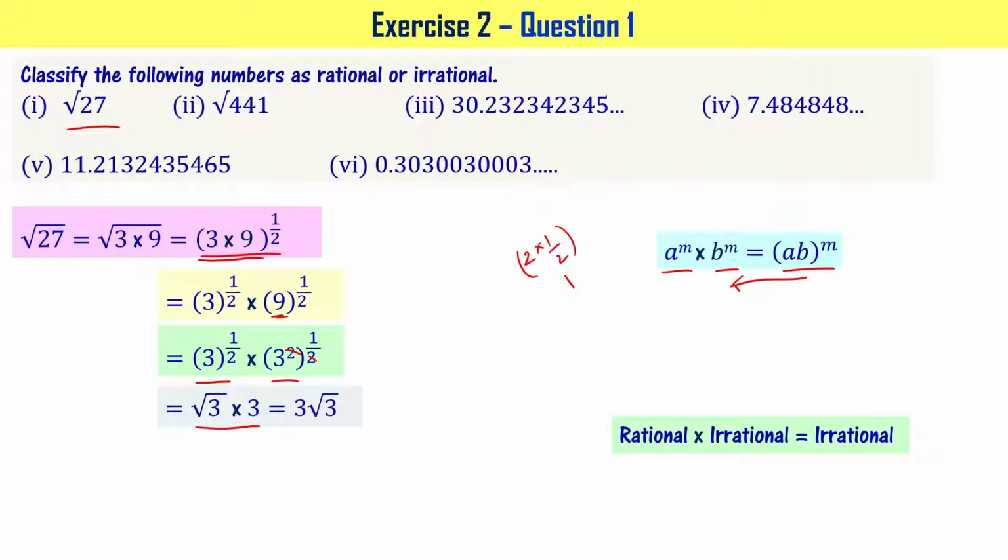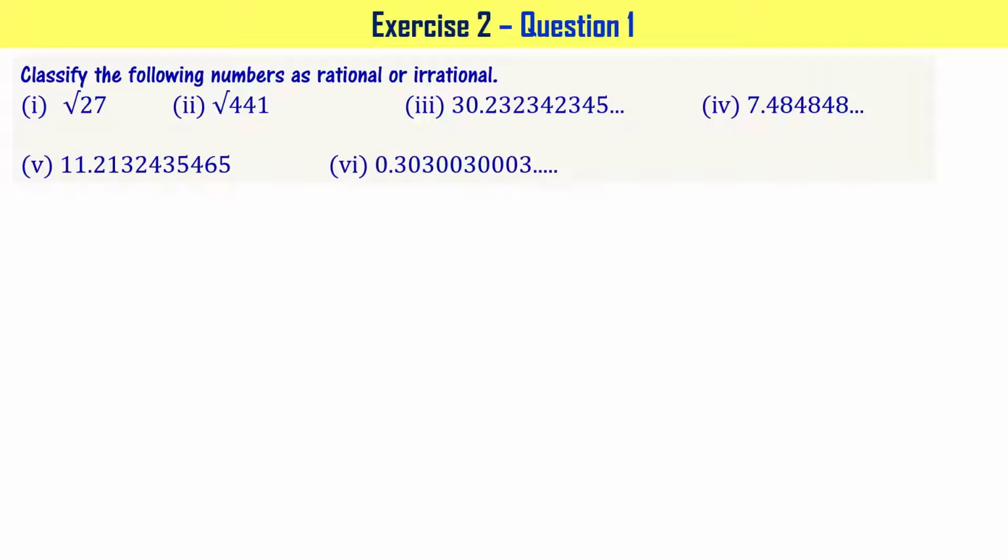We know that a rational number times an irrational number is going to be an irrational number, right? In this particular case, 3 is a rational number, but root 3 is an irrational number. That's why their product is an irrational number. It means 3 root 3, that is equal to root 27, is an irrational number. Got it? Now let's look at the second part of the problem, that is square root of 441.